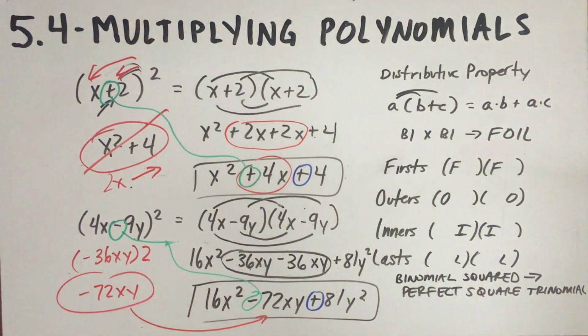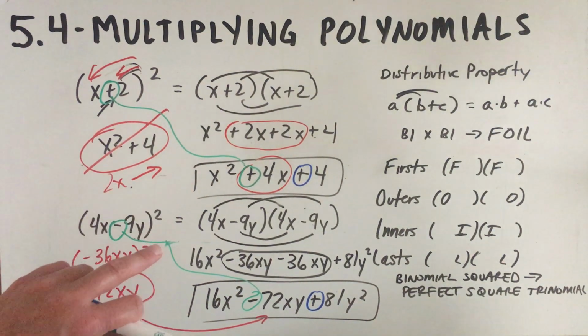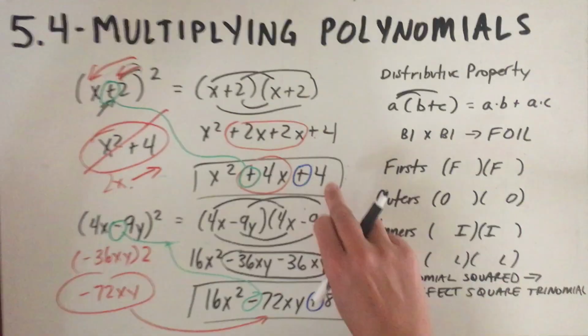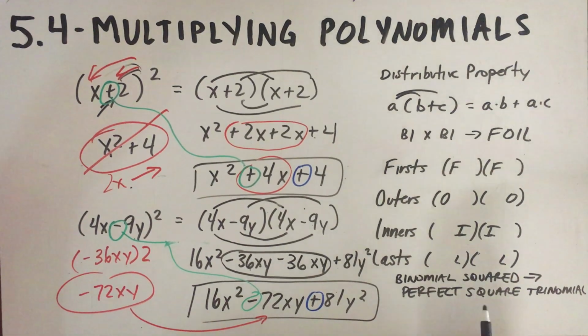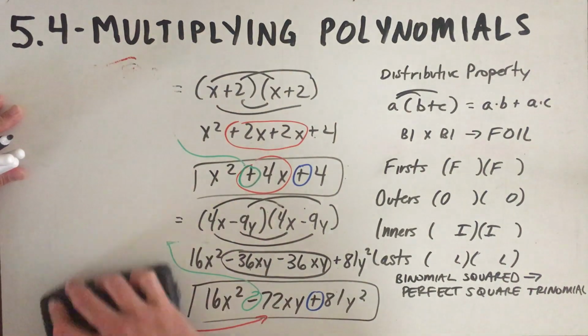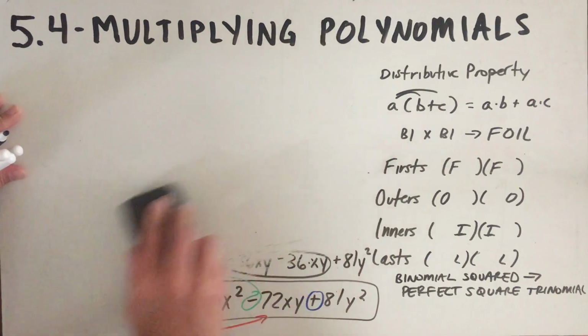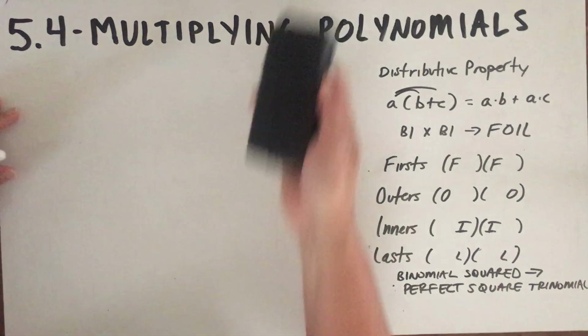I ran out of room there. Because the first term is squared. The last term is squared. Okay, so that's why it's called, and there's a middle term, so it's a trinomial. So a binomial squared will always give you this perfect square trinomial. So let's look at the generic formula of this. Again, this is going to come up in the next several chapters and throughout your math career from here on out. So you definitely want to make sure that you understand this concept.